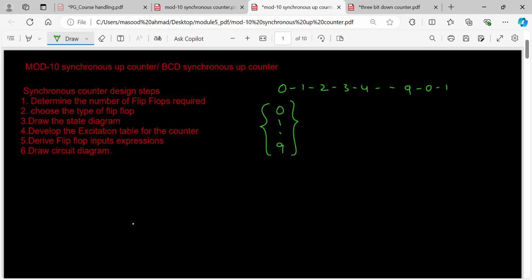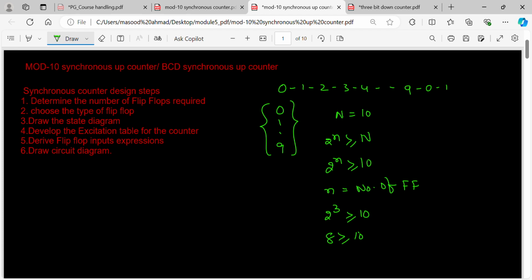So the modulo value, capital N, is 10, given. What we know is 2 power n should be greater than or equal to capital N. So 2 power n should be greater than or equal to 10. What is small n? Small n is the number of flip-flops. So I look for the different values. If I take 3, 2 power 3 is 8, and 8 greater than or equal to 10 is false. Not possible, so n equals 3 does not work here.